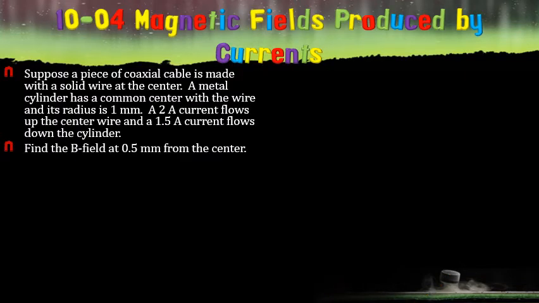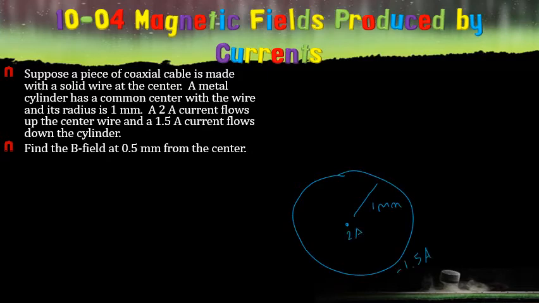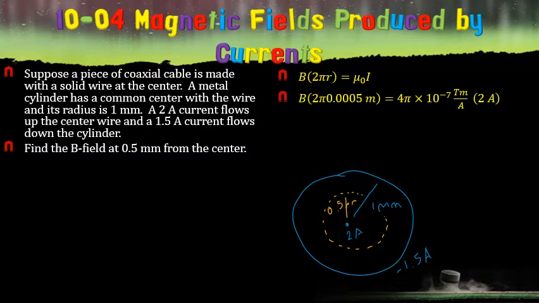Now, same problem, but what if I want to find the magnetic field half a millimeter from the center? So I've got my coaxial cable. This time I'm going to draw a circle half a millimeter from the center, which will put it about there. Magnetic field times the length of our path as we go around, which is our circumference, equals mu 0 I. Our radius this time is half a millimeter, which would be 0.0005.